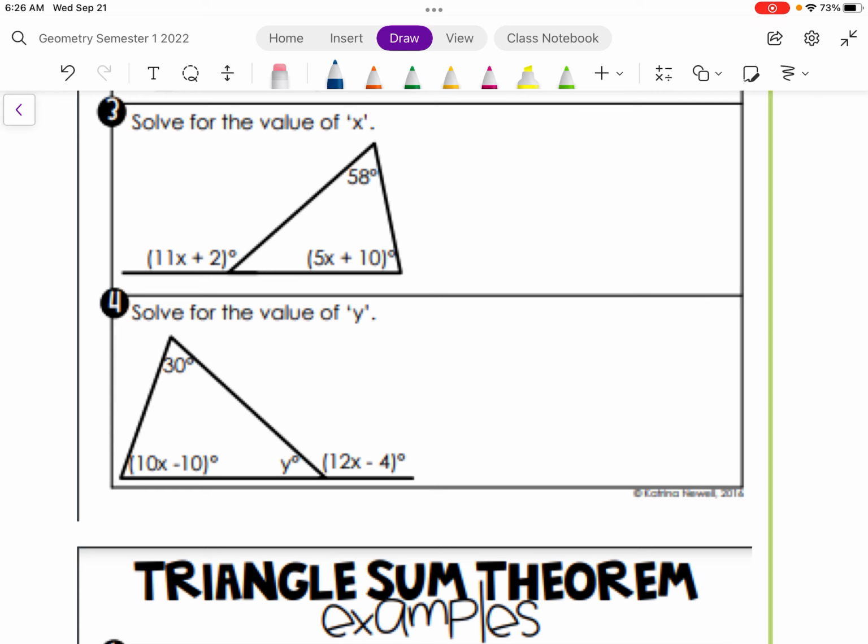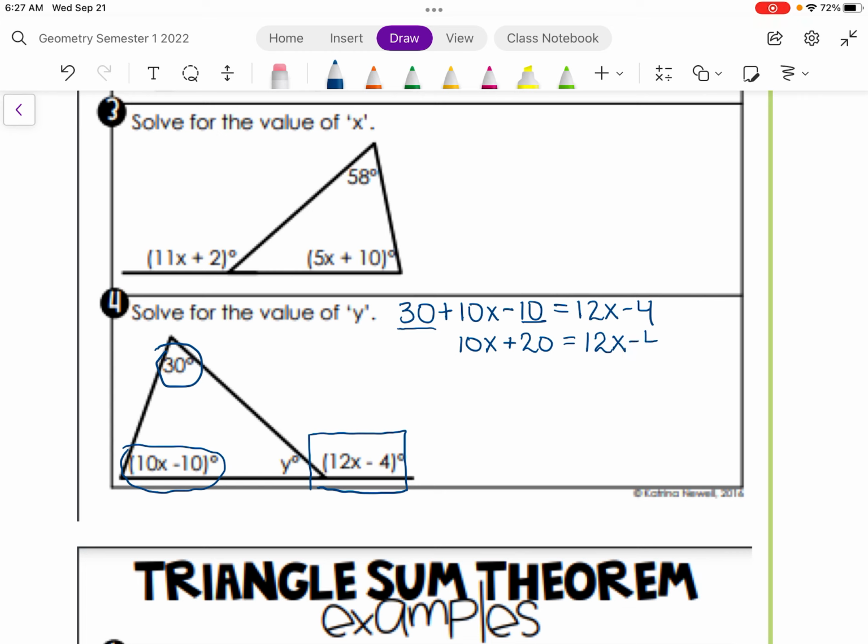But in order to do that, we have to solve for x first, because the outside angle, so the big angle, equals these two. I used circles last time. I'll use circles this time. These two angles added together. So 30 plus 10x minus 10 equals 12x minus 4. Okay. Combine 30 minus 10 to get 10x plus 20 equals 12x minus 4.